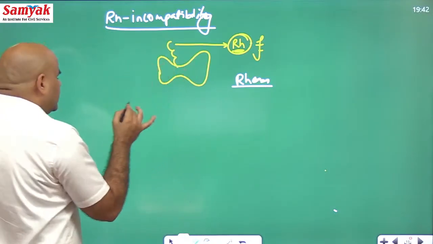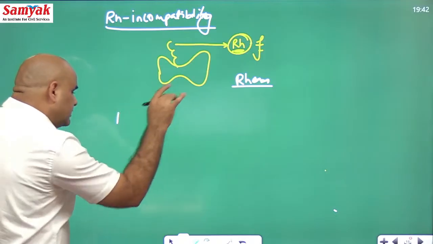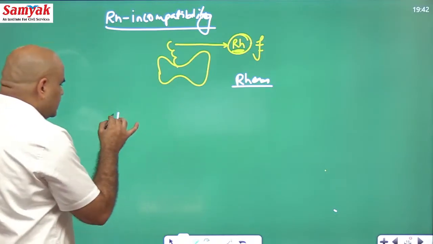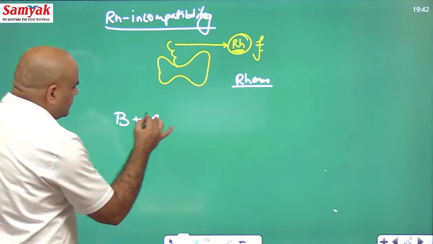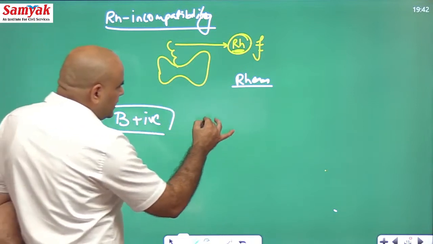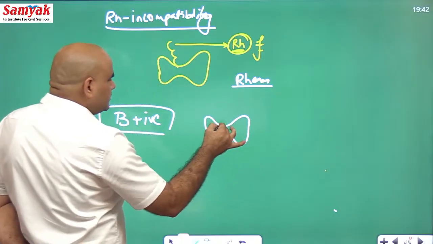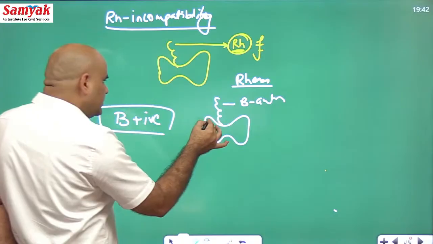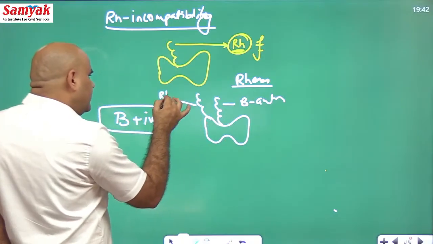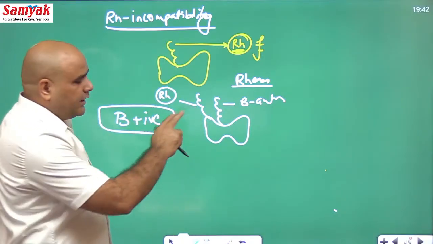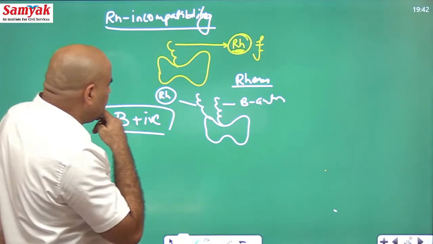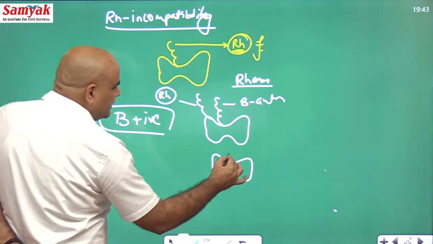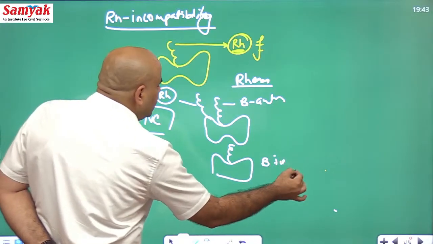So always remember that this rhesus factor is responsible. For example, if anyone asks me, sir, what is your blood group? I will say my blood group is B positive. So indirectly I am saying that on my RBC there is B antigen, and with this on my RBC there is antigen RH. So that's why my blood group is B RH positive. Anyone devoid of this RH will be termed as B negative.